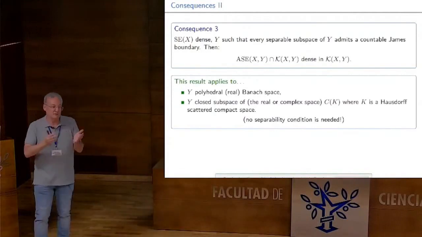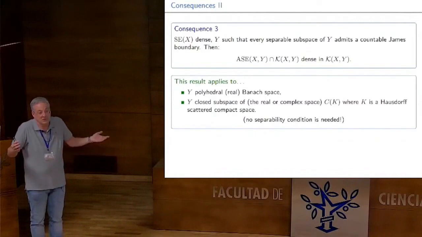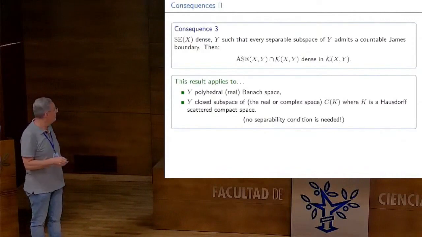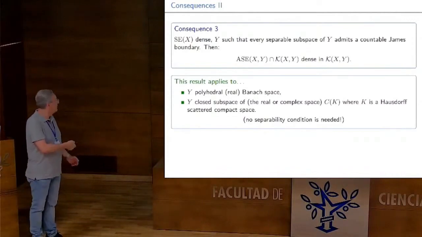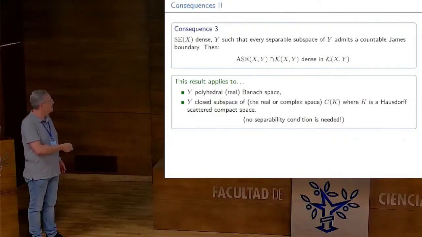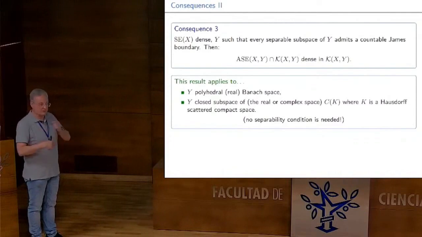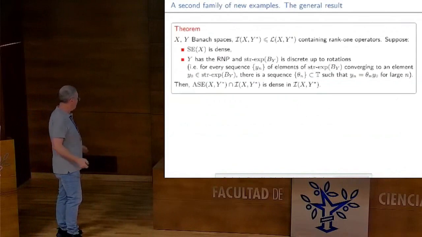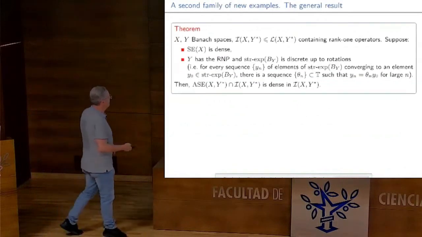And this applies to any polyhedral space. I put real because polyhedrality is usually defined only for real spaces, but there is an easy extension to the complex case anyway. But also, when Y is a closed subspace of C(K), where K is Hausdorff and scattered. So this C(K) is Asplund. And no separability condition is needed. You can go down to a separable subspace to get the result. No problem.